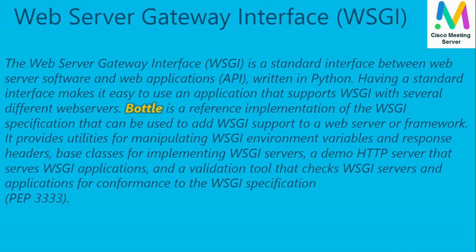Bottle is a reference implementation of the WSGI specification that can be used to add WSGI support to a web server or framework. It provides utilities for manipulating WSGI environment variables and response headers, base classes for implementing WSGI servers, and a demo HTTP server that serves WSGI applications, and a validation tool that checks WSGI server and applications for conformance to WSGI specifications PEP 3333.